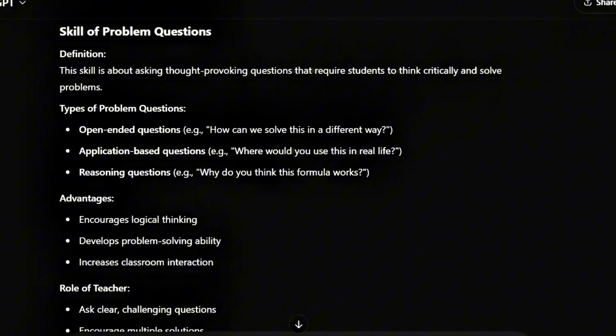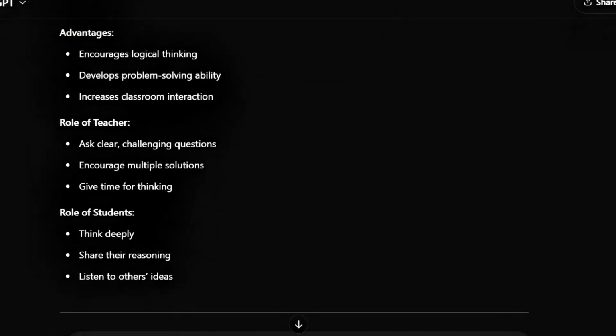Advantages: encourages logical thinking, develops problem-solving ability, increases classroom interaction. Role of teacher: ask clear, challenging questions, encourage multiple solutions, give time for thinking. Role of students: think deeply, share their reasoning, listen to others' ideas.